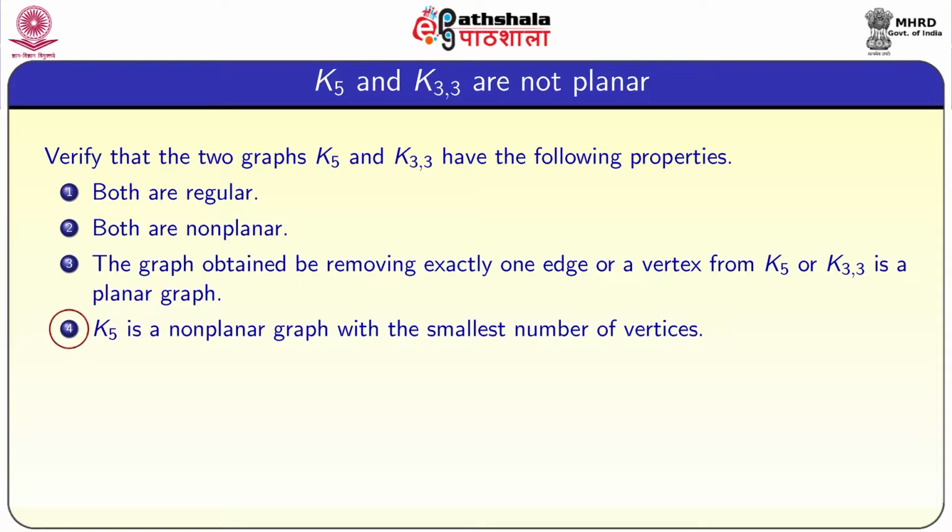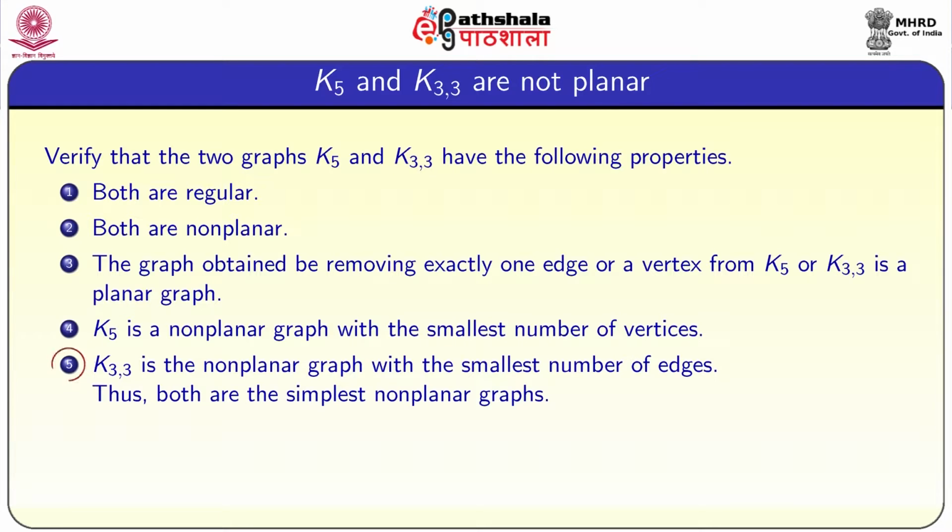K5 is a non-planar graph with the smallest number of vertices. K33 is a non-planar graph with the smallest number of edges. Thus both are the simplest non-planar graphs.